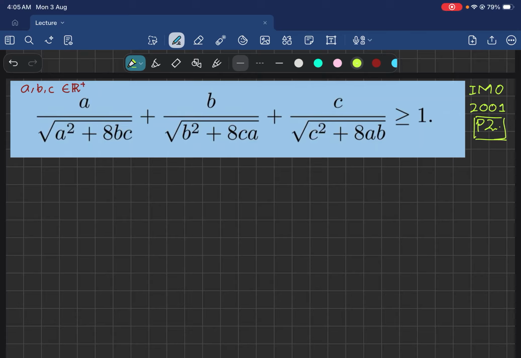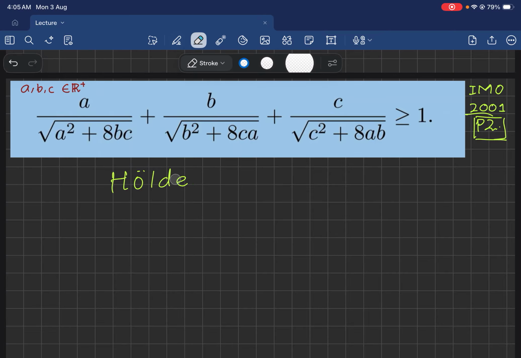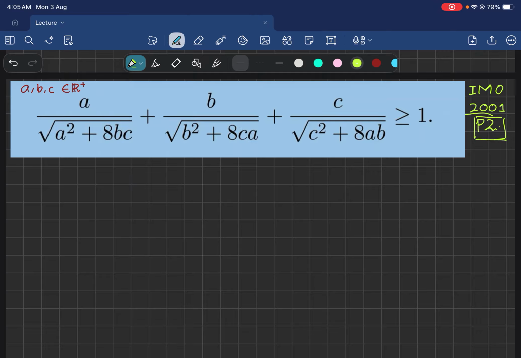Welcome back, guys. So I have got this nice problem from International Mathematics Olympiad 2001, and we'll use Holder's inequality to solve this problem. I hope you are familiar with the inequality.